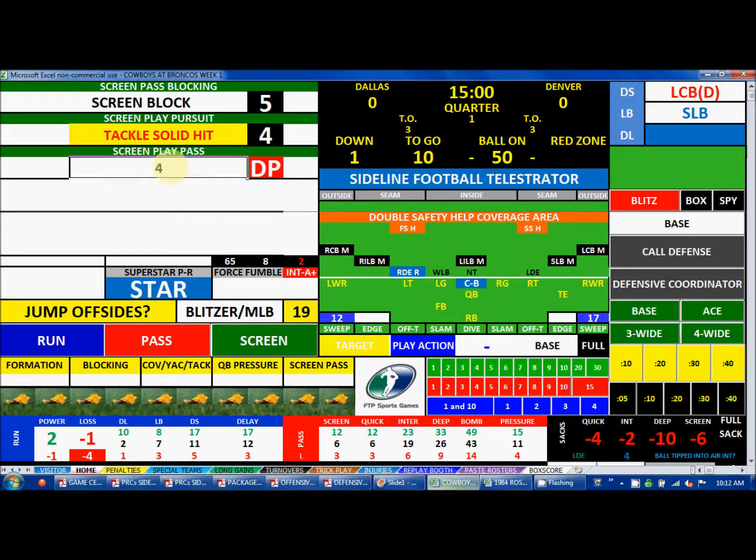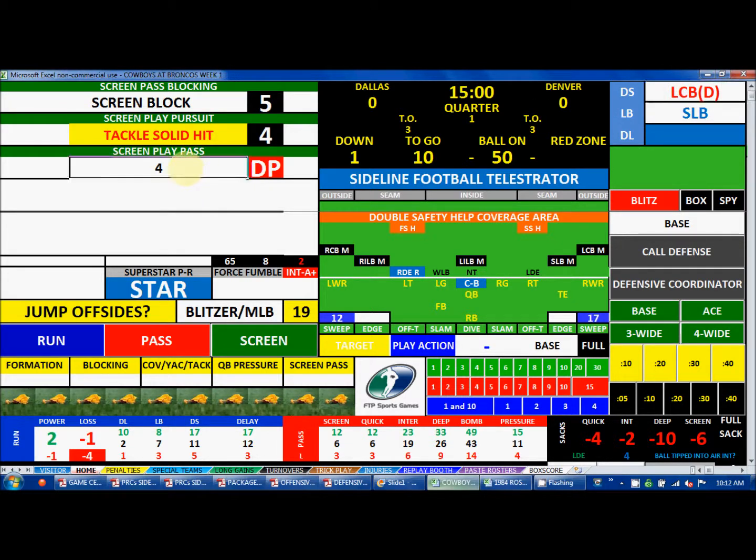Who is that? Well, we look at this number. 1 through 5, it's the defensive line. If this number is 6 through 15, it's the linebacker level. Sorry, 1 through 5 is defensive line, 6 through 15 is linebacker, and 16 through 20 is the defensive secondary.